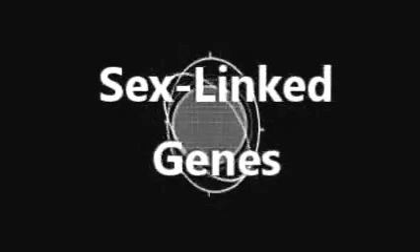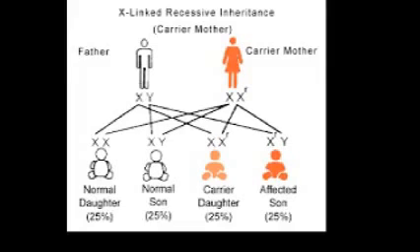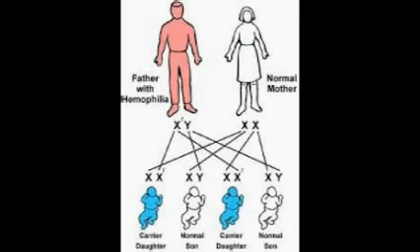Sex-linked genes. Genes located in the X chromosomes are called X-linked genes. Genes on the Y chromosomes are called Y-linked genes. An example of an X-linked trait in humans is hemophilia. Sex-linked genes. The XX chromosomes is a female, and the XY chromosomes is a male.